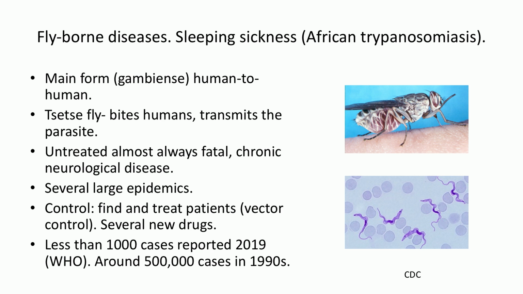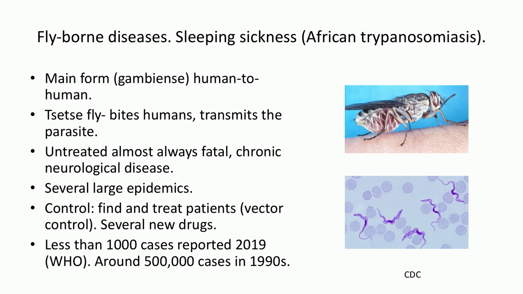They've had several massive epidemics in Africa over time, where very large proportions of the population, up to 50% of some villages, would catch it and then would die. The control of this is you find the cases and you treat them, and then because we've got new drugs, that's become a much less dangerous thing to do, so we're more effective at that.